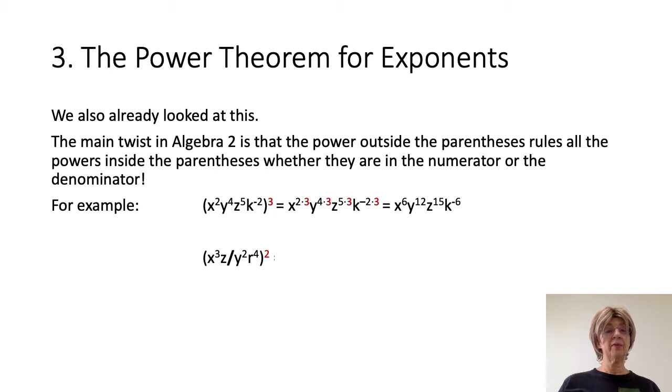Okay, here's one. We've got x squared z divided by y squared r to the 4th, the entire fraction squared. So that gives us x to the 3 times 2, z squared, divided by y to the 2 times 2, r to the 4 times 2, which is x to the 6th, z squared, divided by y to the 4th, r to the 8th.